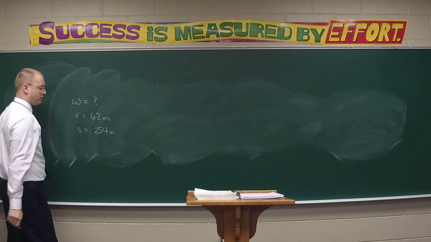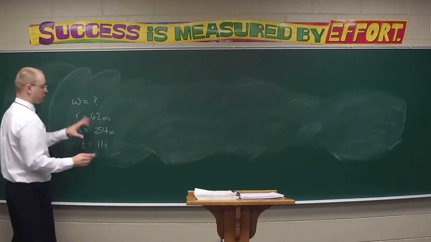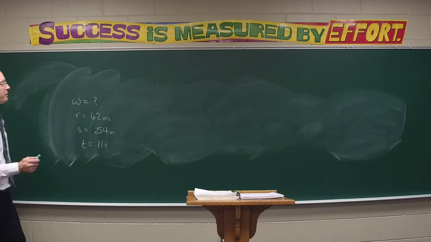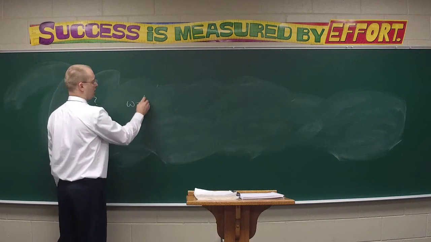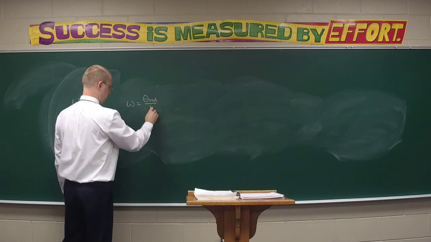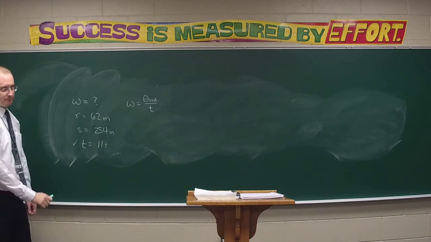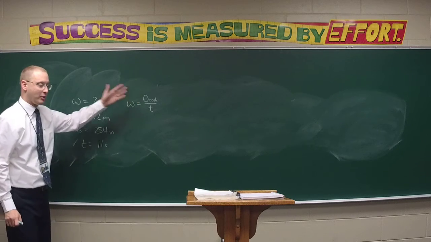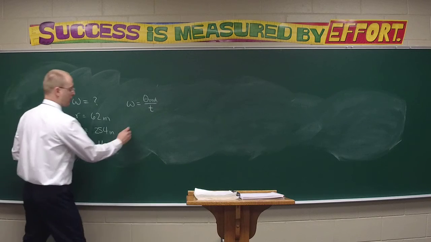And then the other number they gave you is? Time. Time is 11 seconds. So all the units work out exactly like I want. And it says to find omega. What is my equation for omega, class? Omega equals theta rad over t. Problem is, I have t, I don't have theta rad. But I have S and R. Somehow S and R should allow me to find theta rad. What's the equation that involves S, R, and theta rad? S equals R theta rad.